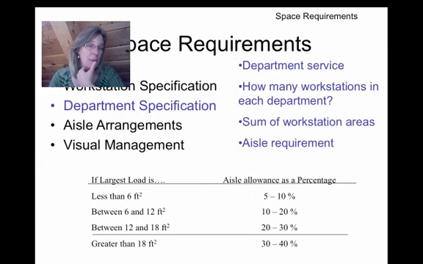This is a table from your book. It says if the largest load that's moved around within the department is less than 6 square feet footprint, then you need to add 5 to 10% allowance to the workstation size in order to get the size of the department. And this is just general guidelines. When you actually lay it out, this might be different, but this is sort of general guidelines to look at space requirements.